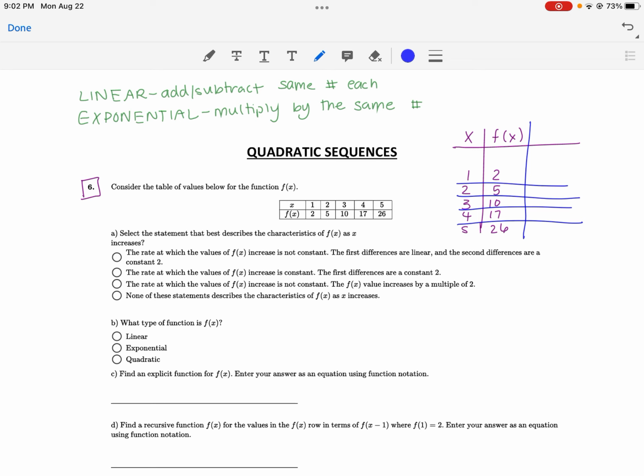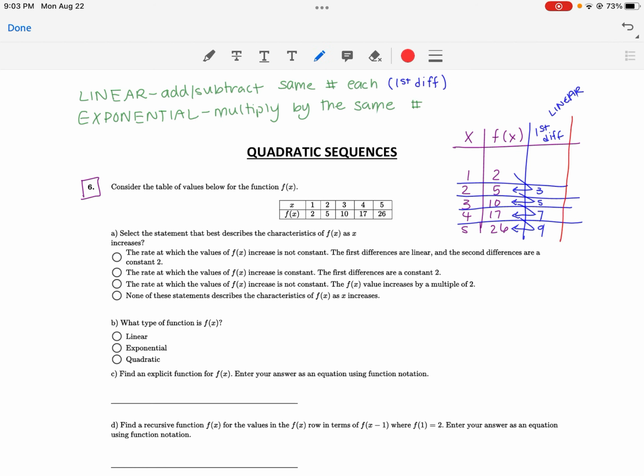So think about it this way. To get from 2 to 5, I am adding 3. To get from 5 to 10, I am adding 5. From 10 to 17, I'm adding 7. And 17 to 26, I'm adding 9. So notice we do not have the same first difference. If it's linear, it will have the same first difference, and that's not the case. In this case, the first differences form a linear pattern, so we've got something linear going on up here for the first difference.